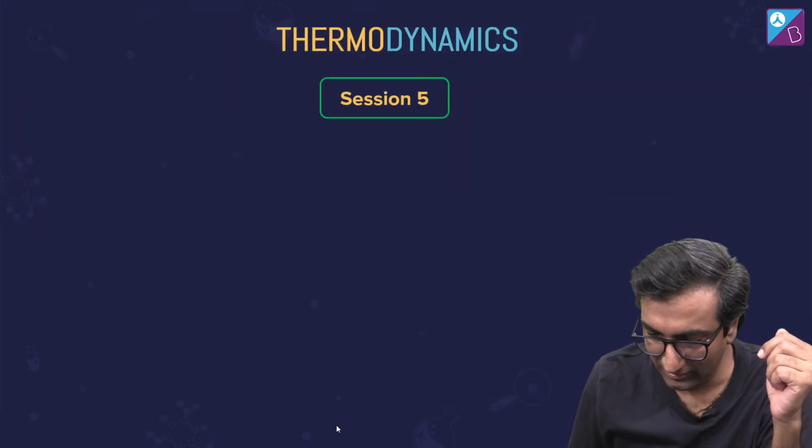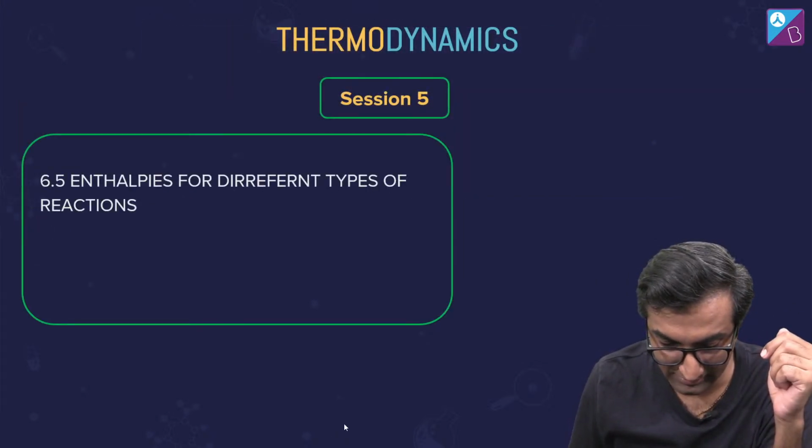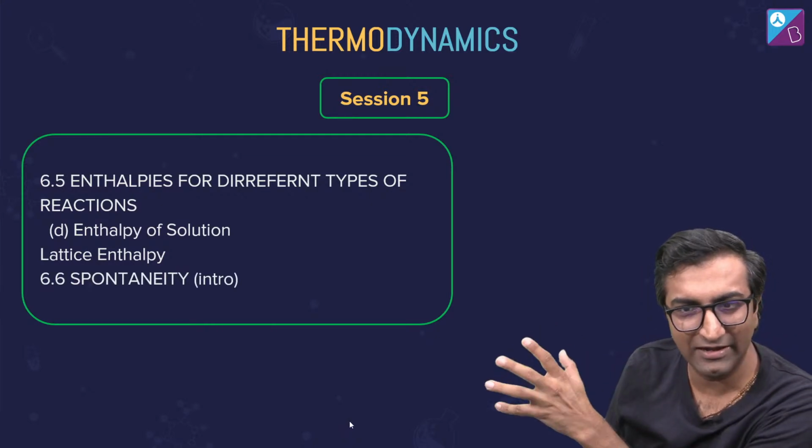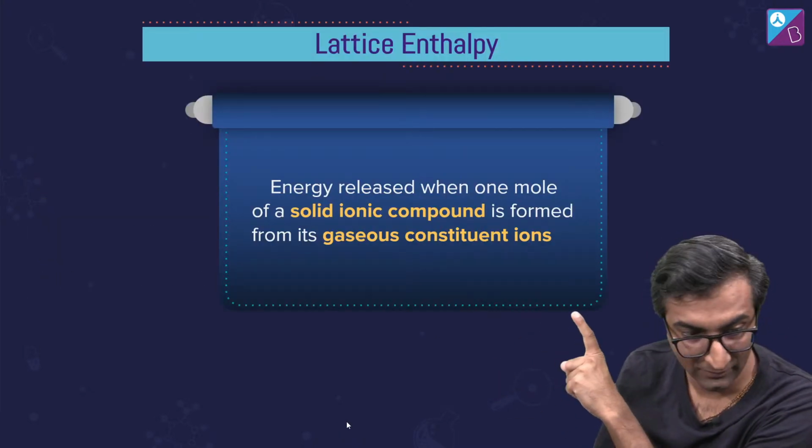ये सब चीजें करेंगे. आ जाइए, अच्छा एक करके आएंगे. ठीक है, आइए एक करके आइए. Enthalpy of solution, lattice enthalpy and spontaneity. Looks like just बहुत 2-3 चीजें करने वाले हैं, but we'll spend some time. This is good fun. Okay, lattice enthalpy.